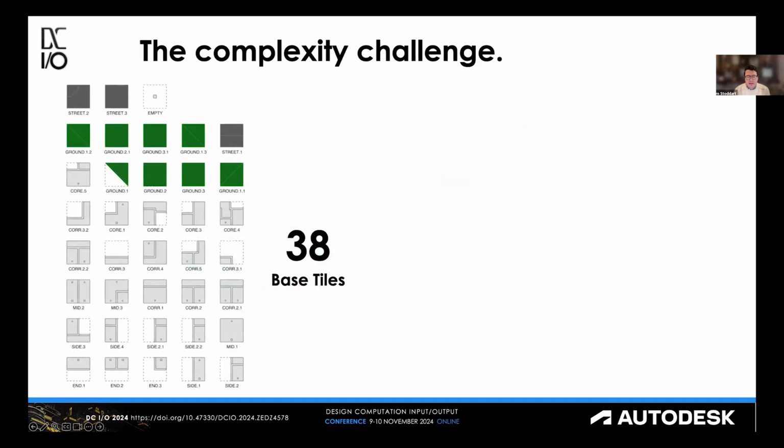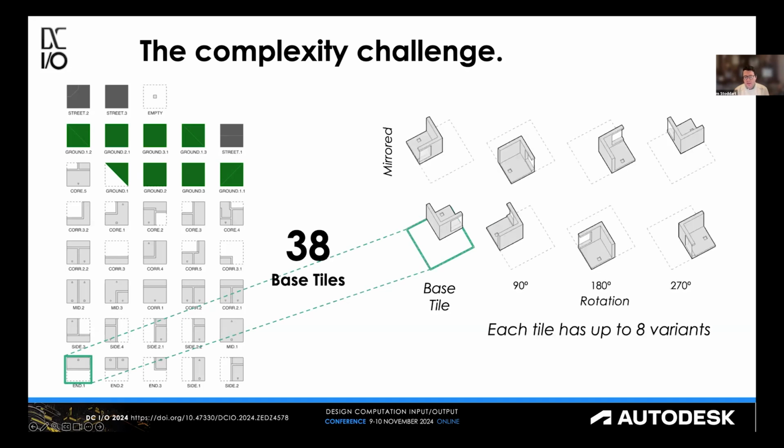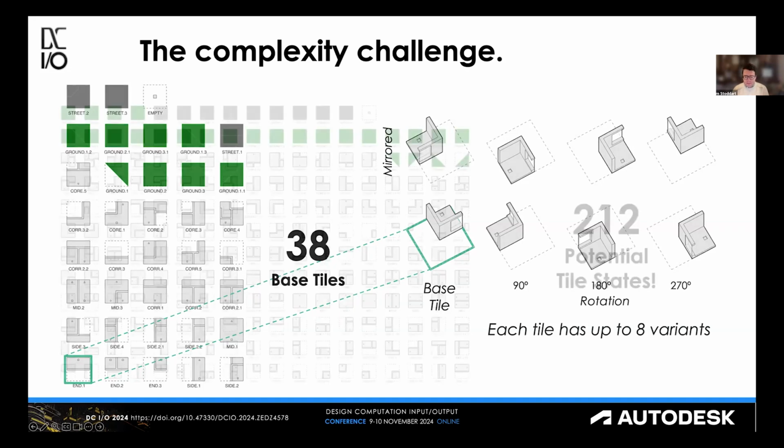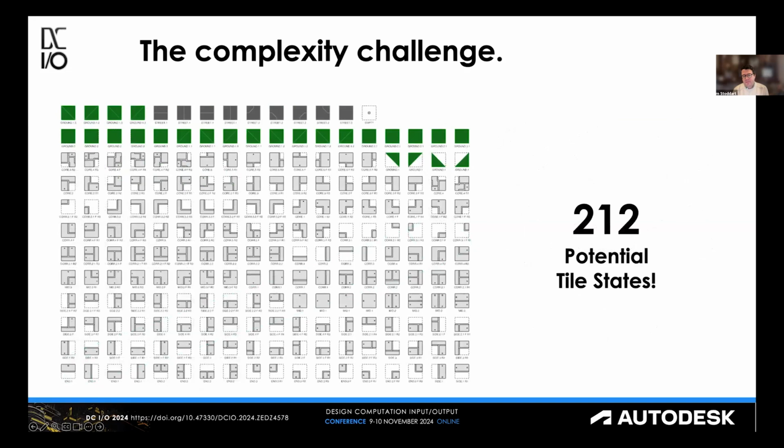So we went from a simple set of 8 to 10 tiles for this initial building layout problem to these 38 base tiles. And to add to that, each of these tile types can have up to 8 different variants that are different transformations to really enable a full spectrum of different building types to be created. And this really results in the space of 212 possible states for every single position in the design system, each with its own adjacency rules and control weights.